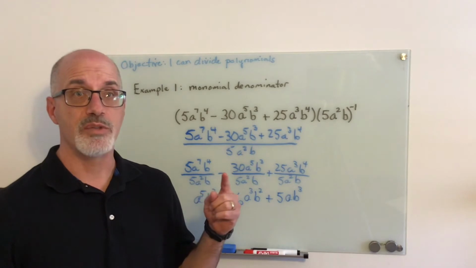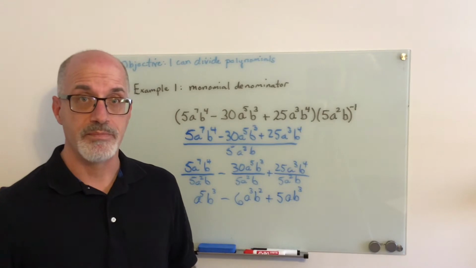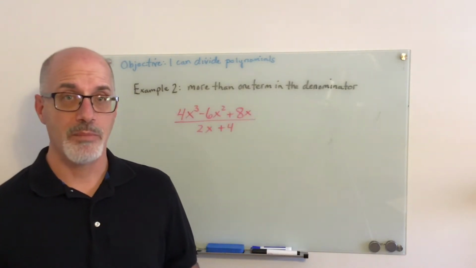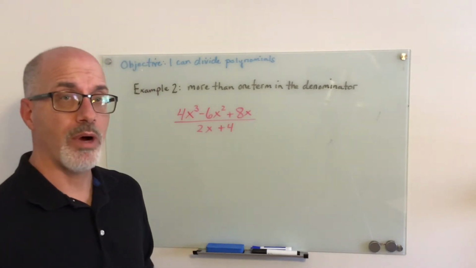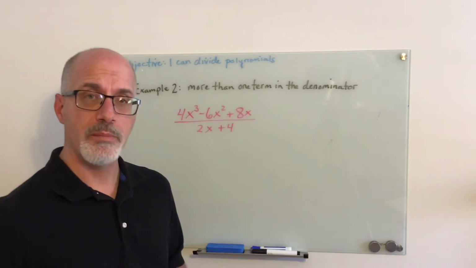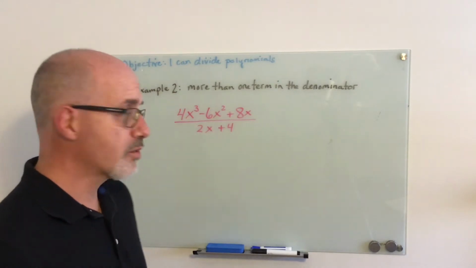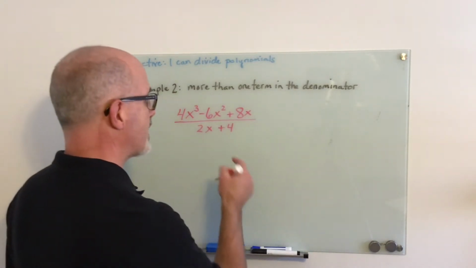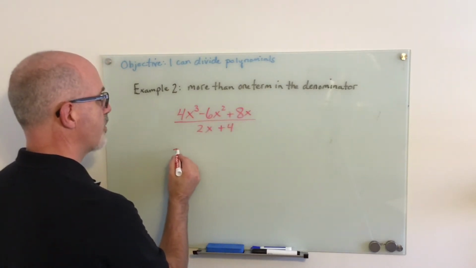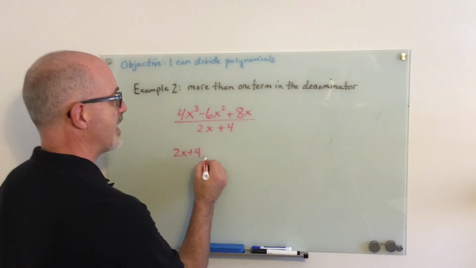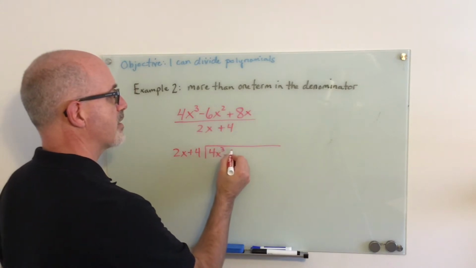Now we're going to move on to when we have a binomial or more terms in the denominator. Now with this problem, again in this case a binomial in the denominator, we can use what's called polynomial long division. We're going to make this look a lot like the old long division that was done back probably in elementary school when you worked on mathematics. We're going to take, this is our divisor, this is our dividend. We're going to take our divisor and we're going to divide it into the dividend, 4x cubed minus 6x squared.